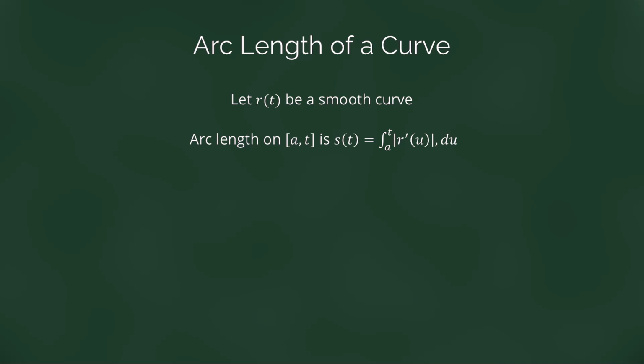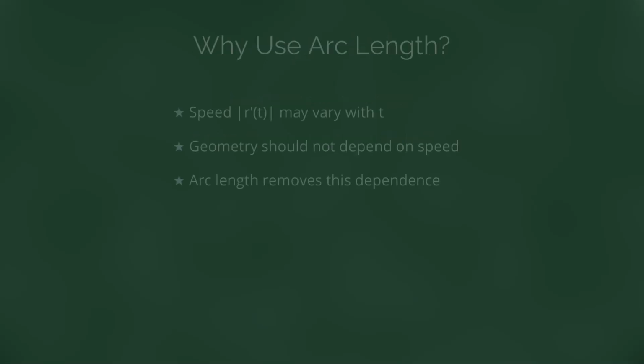We've seen the formula for arc length of a curve over a given interval. We can also construct an arc length function so that if r(t) is some smooth curve, the arc length function s(t) is going to be defined as the integral from a to t, where t is a variable, of the absolute value of r'(u) with respect to u. This relationship between s and t is going to allow us to turn any parameterization of our curve into a parameterization that depends on our arc length.